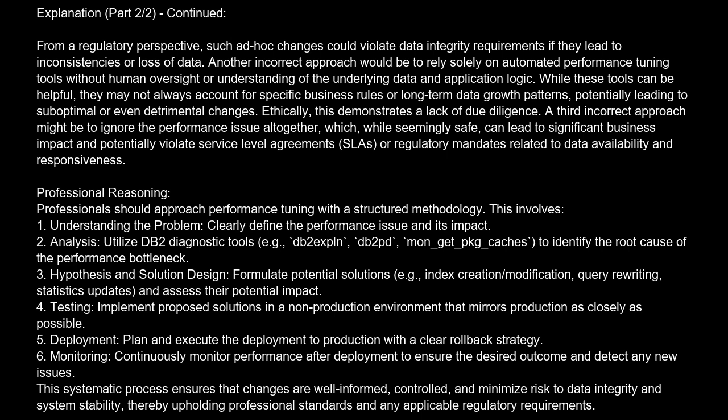4. Testing. Implement proposed solutions in a non-production environment that mirrors production as closely as possible. 5. Deployment. Plan and execute the deployment to production with a clear rollback strategy. 6. Monitoring. Continuously monitor performance after deployment to ensure the desired outcome and detect any new issues. This systematic process ensures that changes are well-informed, controlled, and minimize risk to data integrity and system stability, thereby upholding professional standards and any applicable regulatory requirements.